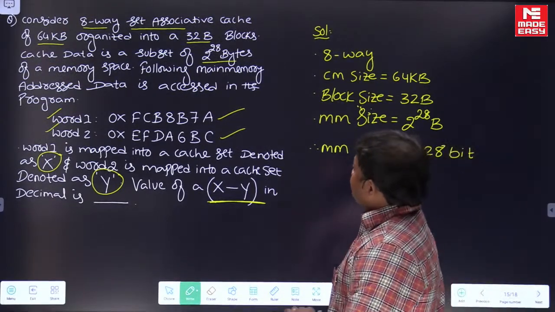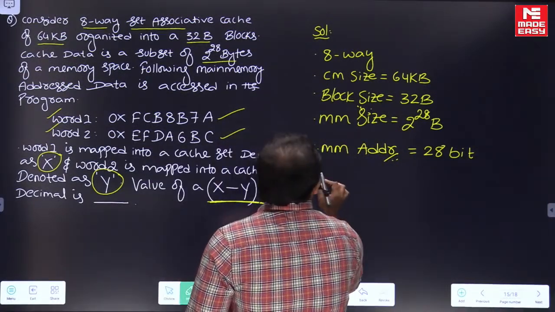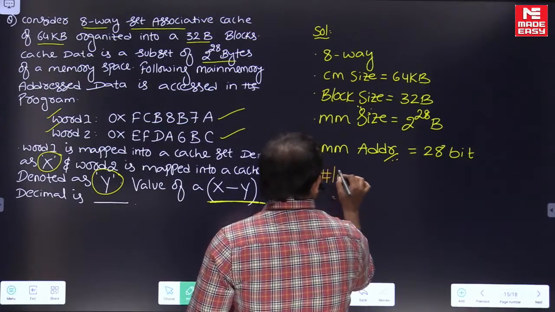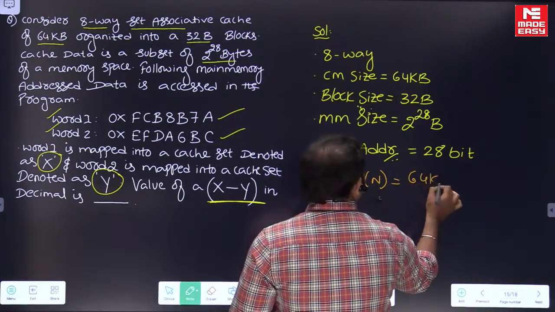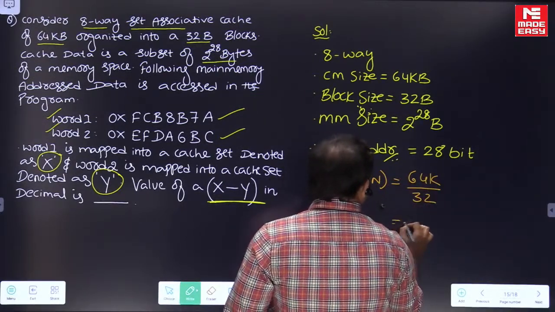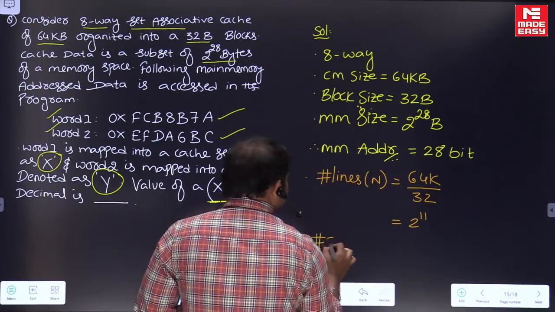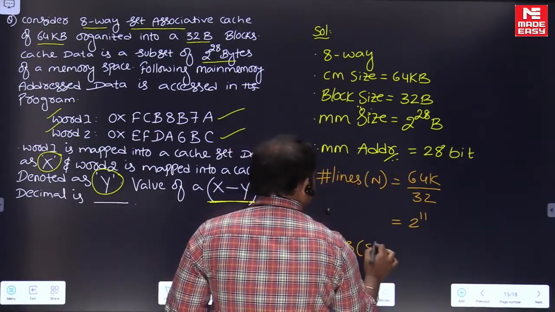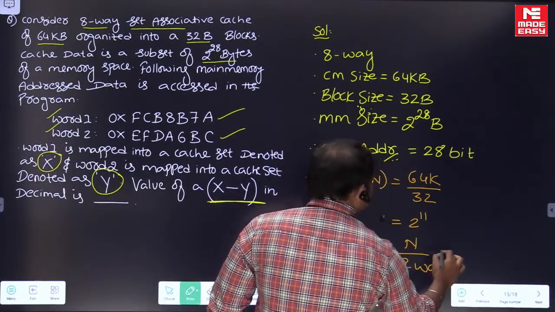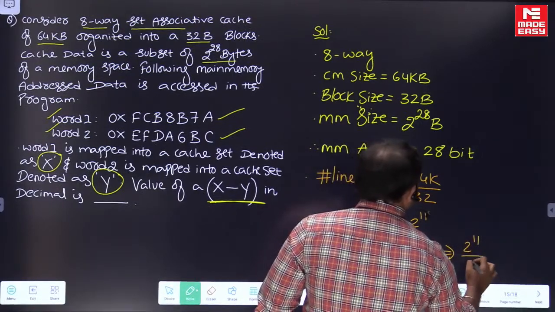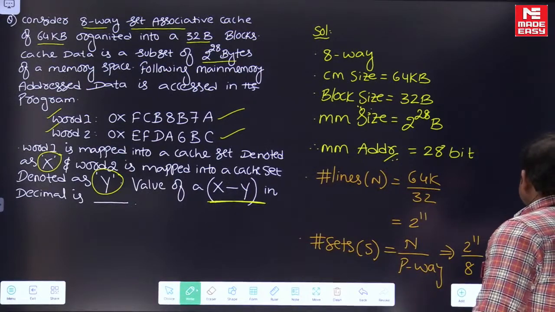Alright. Now, see this. Number of lines n equals cache memory size by block size, that is 2 power 11. Next, number of sets S equals n by p way. N value 2 power 11, p value 8. This is equal to 2 power 8.